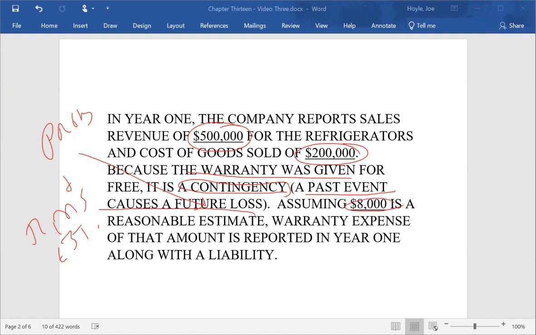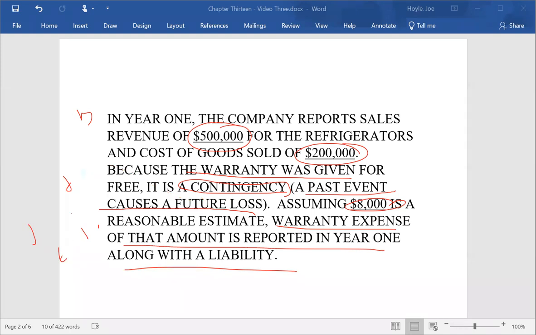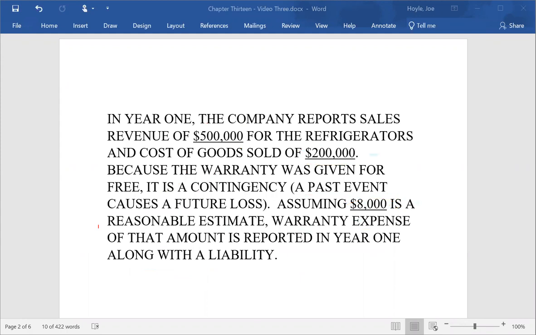If we assume the $8,000 is a reasonable estimation, then we're going to have to recognize that $8,000 immediately. That's it. It's not very difficult as long as it's a contingency, because it was given away for free as an embedded warranty or a quality assurance warranty. Then we're going to make an estimation and we're going to increase the expense and increase the warranty payable.